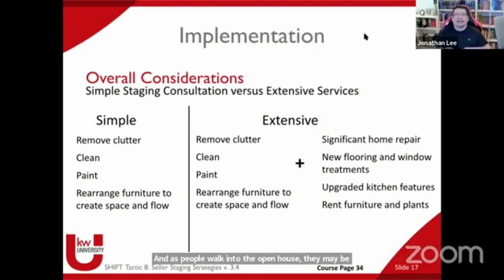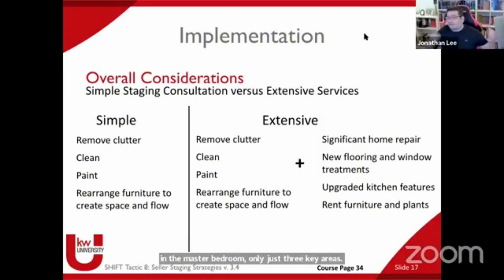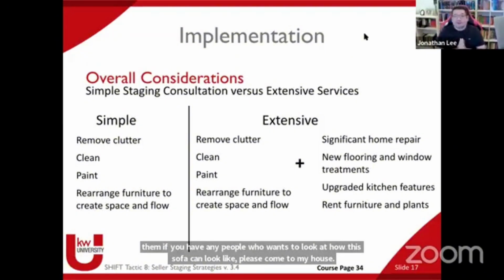So what I did is I had all the furniture in the living hall, dining hall, and the master bedroom, only 3 key areas. Remember, not the whole house, but 3 key areas. And every piece of furniture had a price tag. I told him the win for you is if people walk in and buy, you will get a sale. I want you to put your furniture in this house for the next 2 months. So it became a showroom for that person. I asked them, if you have any people who want to see how this sofa can look, please come to my house. I will show them. So it's a win-win solution with your service provider.